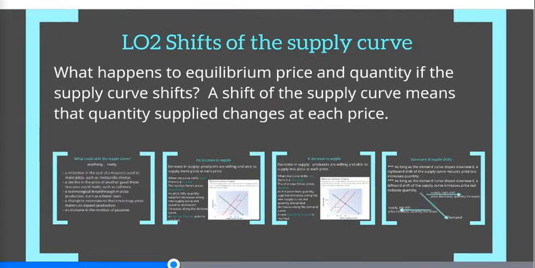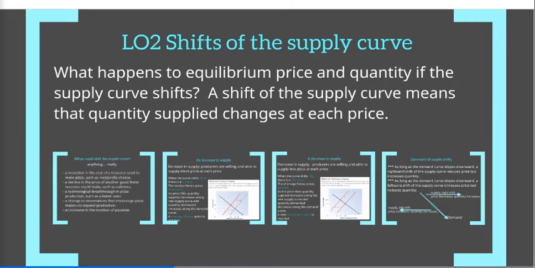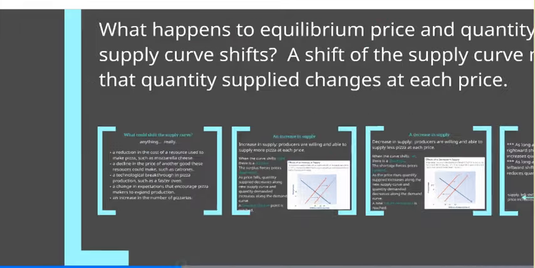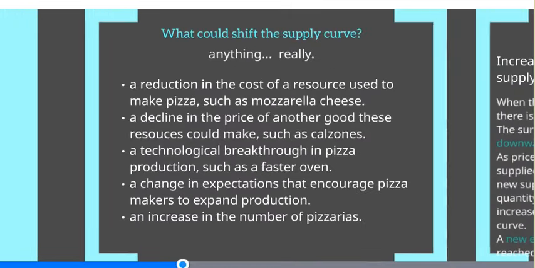Okay, now let's talk about shifts of the supply curve. What happens to equilibrium price and quantity if the supply curve shifts? A shift of the supply curve means that quantity supplied changes at each price. What could shift a supply curve? We talked about this last chapter, but let's just review it again to make sure that we're all on the same page. Anything really could shift a supply curve.